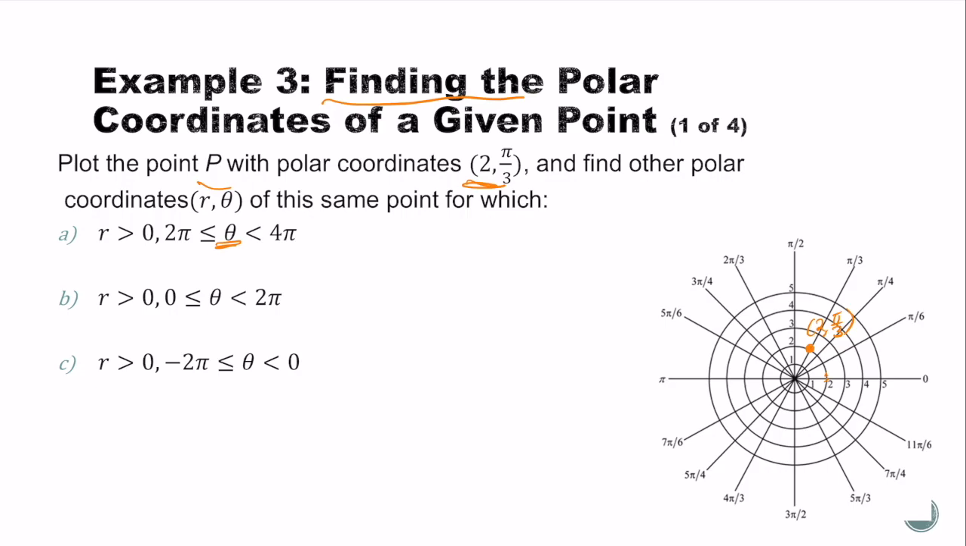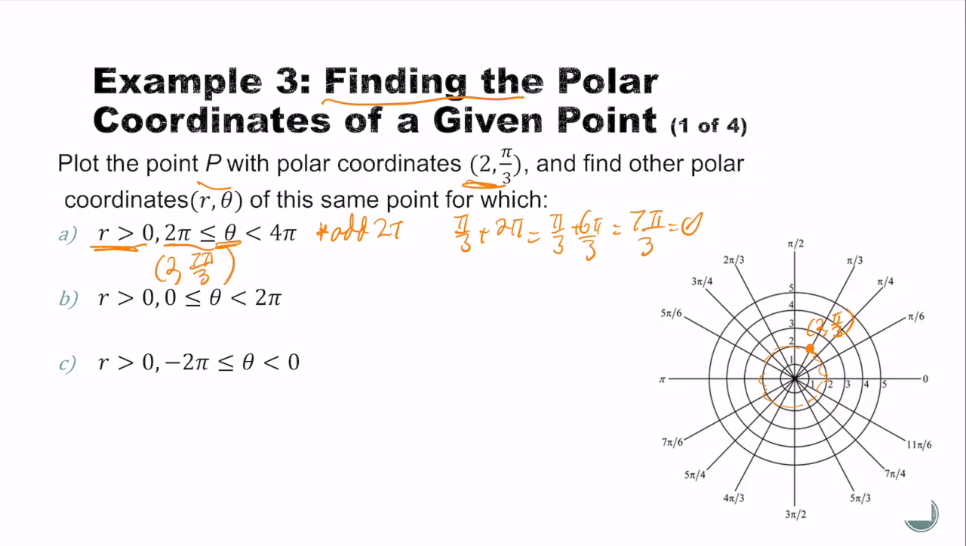So if r is positive and my theta is between 2 pi and 4 pi, what I'm going to do is add 2 pi. So I'm going to go all the way around the unit circle one more time. So I'm going to take pi over 3 plus 2 pi. Well, that's pi over 3 plus 6 pi over 3. So I get 7 pi over 3 as my new theta. So I would be at the point where r is 2, theta is 7 pi over 3.